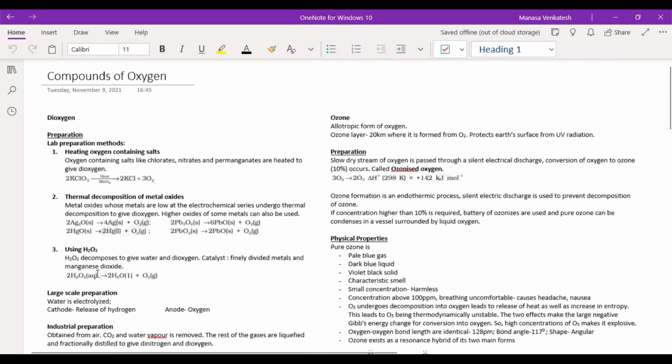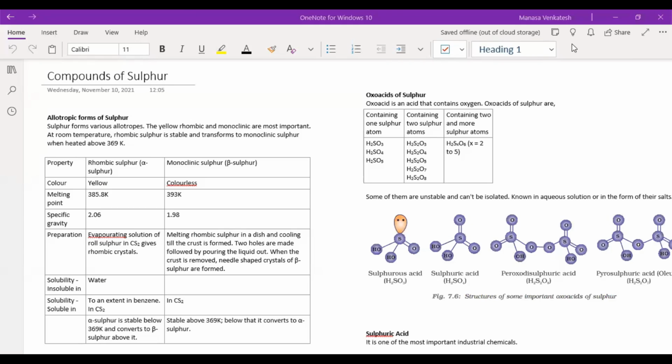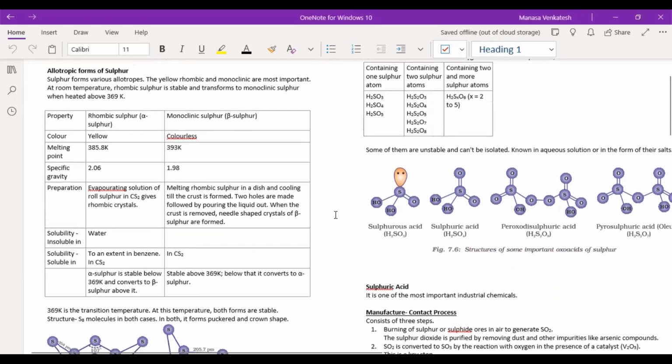With that, we're done with the various compounds of oxygen. For sulfur, we'll be talking about the allotropic forms of sulfur first. It has various allotropes, but two of them are most important: yellow rhombic sulfur and monoclinic sulfur. So let's start. First of all, the color of rhombic is yellow. For monoclinic, it's colorless. The melting point of rhombic is 385.8 Kelvin, and in case of monoclinic, it's 393 Kelvin. The specific gravity is 2.06 for rhombic and 1.98 for monoclinic.